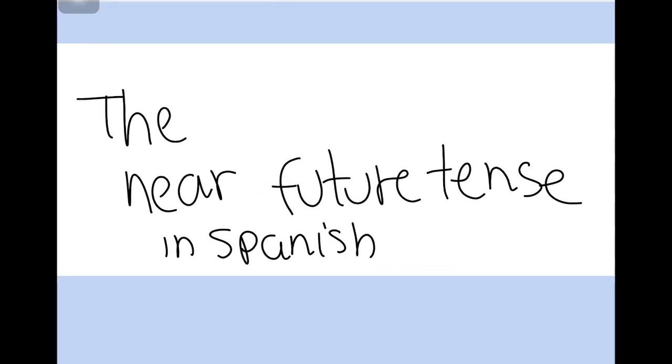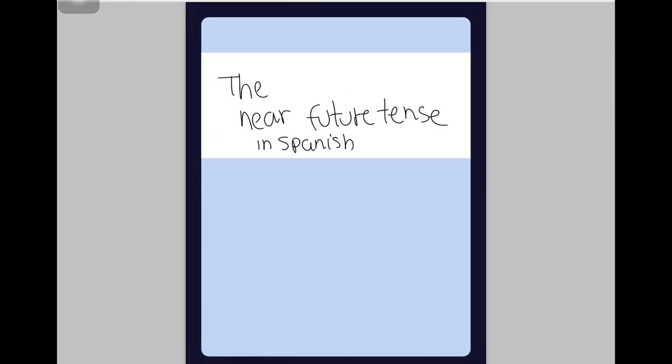Okay, hi everyone, and today we are going to do a lesson on the near future tense in Spanish and how to form it and how to use it.